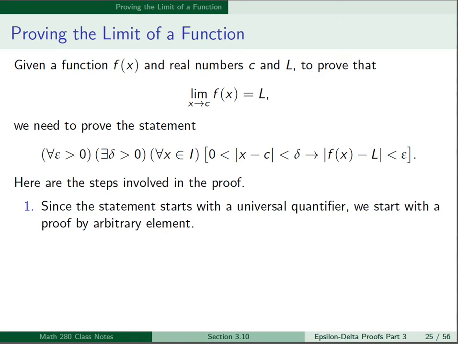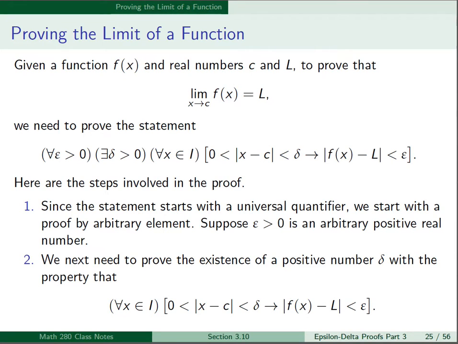Since the statement starts with a universal quantifier, we start with a proof by arbitrary element. So we'll suppose epsilon greater than 0 is an arbitrary positive real number. We next need to prove the existence of a positive number delta with the property that for all x in I, 0 is less than the absolute value of x minus c is less than delta, implies the absolute value of f of x minus L is less than epsilon.